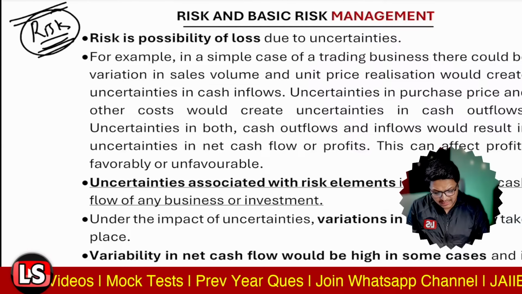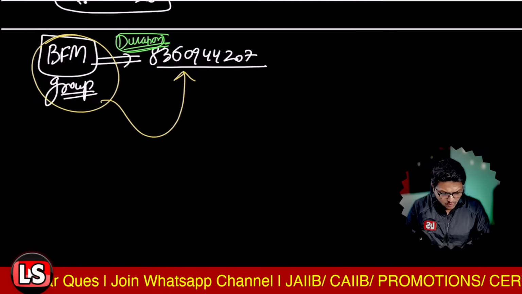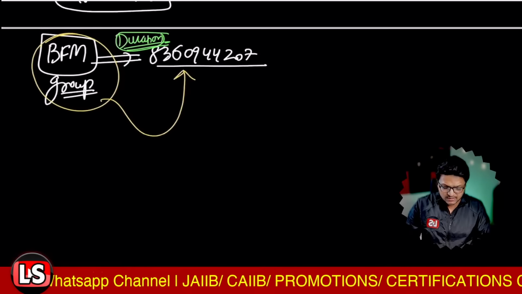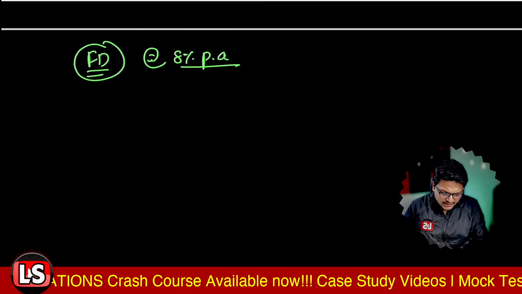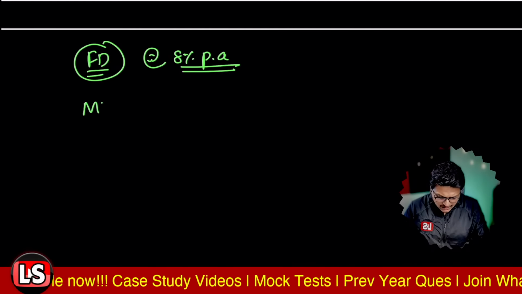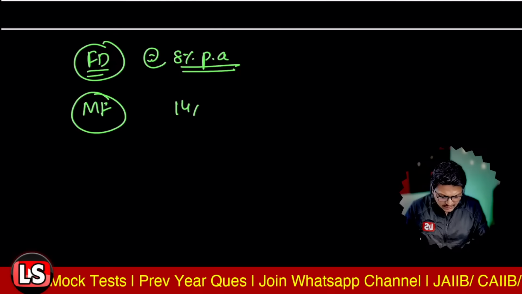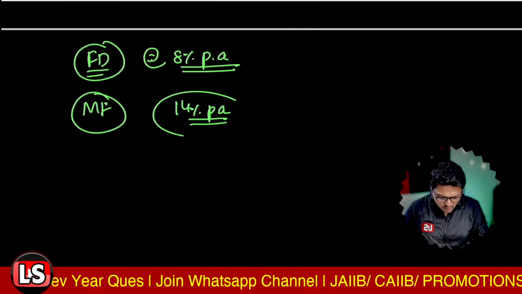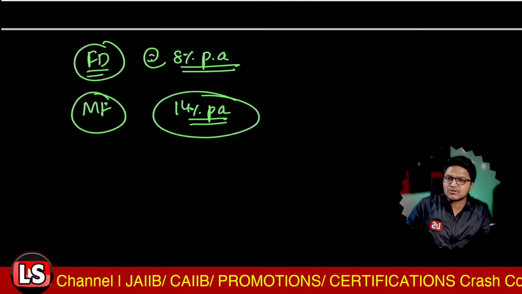Now, if there is more uncertainty, then there are more cash flows associated with it. What does this indicate? Let's say you made an investment in an FDR, and you are receiving interest at 8% per annum. That is quite a low return. And let's say you also invested money in a mutual fund, and there you are getting 14% per annum. Which one would be more helpful to you? This gives you an idea that more risk will be associated with the higher return.